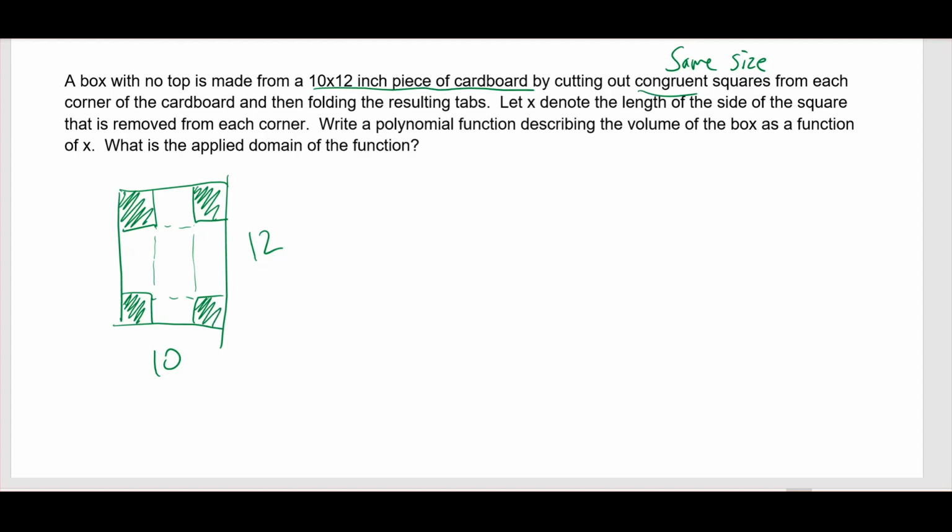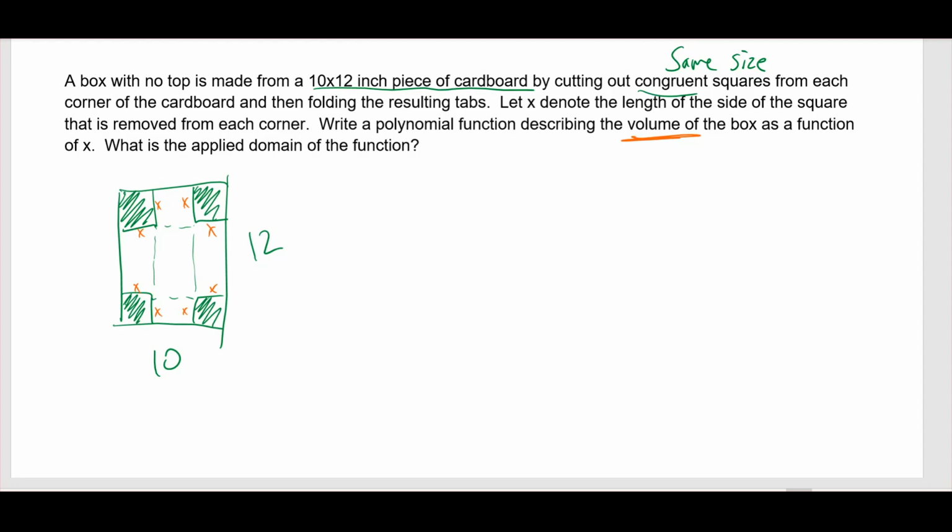Okay, so we've got the first sentence. We drew a picture of it. How beautiful. Let's let x denote the length of the side of the square that's removed from each corner. Okay, that's good. We can add to our picture. We got this distance is x. These are all x's, right? Those are all x's. Okay, write a polynomial function describing the volume of the box as a function of x.